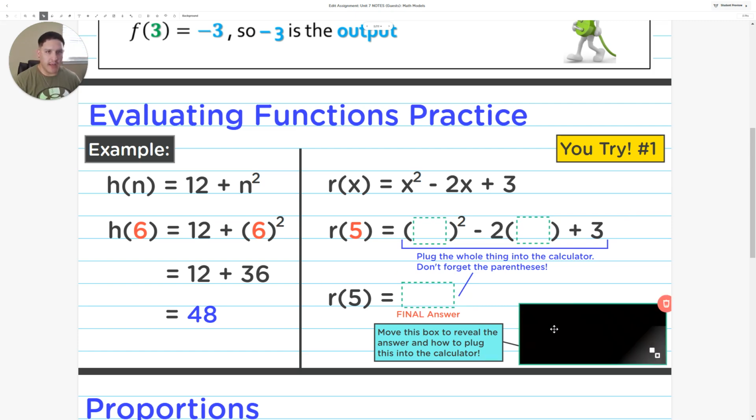If you're on ClassKick, you can move the box to see if you get the right answer. And try this on your own, please. Otherwise, I'm going to go ahead and move forward and show y'all how to do this.